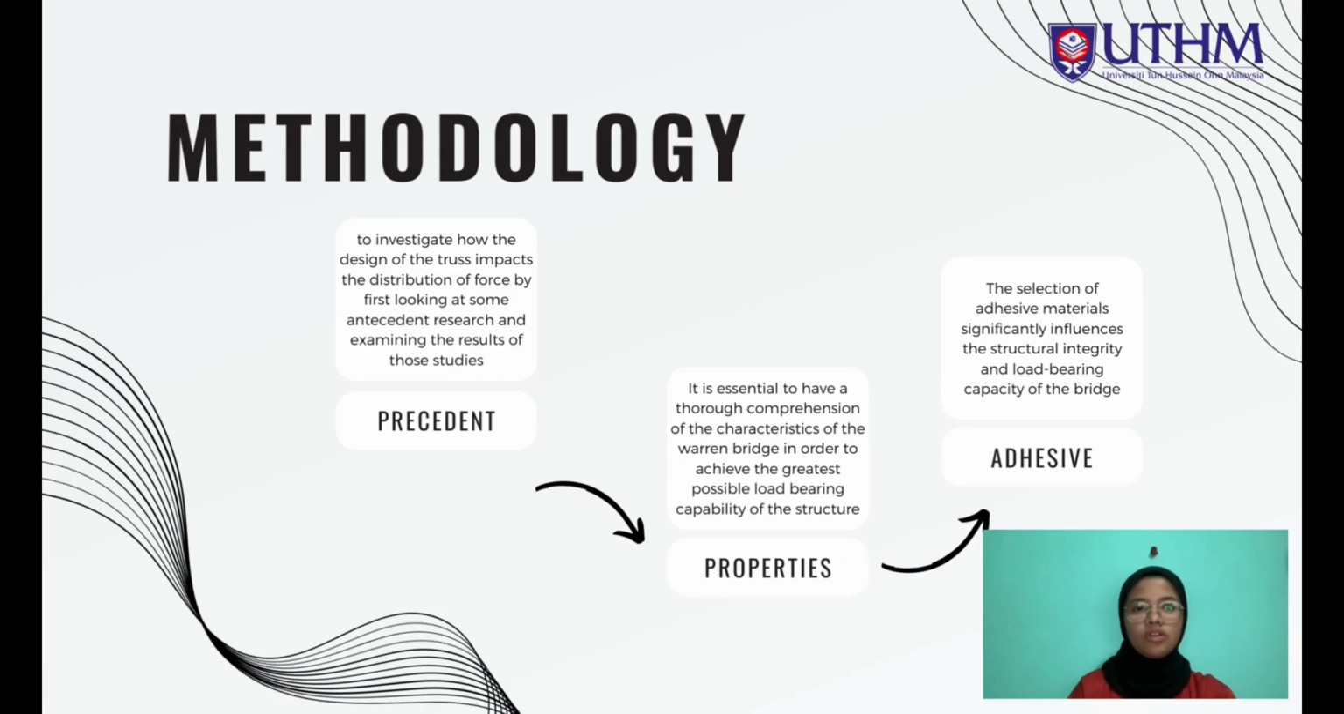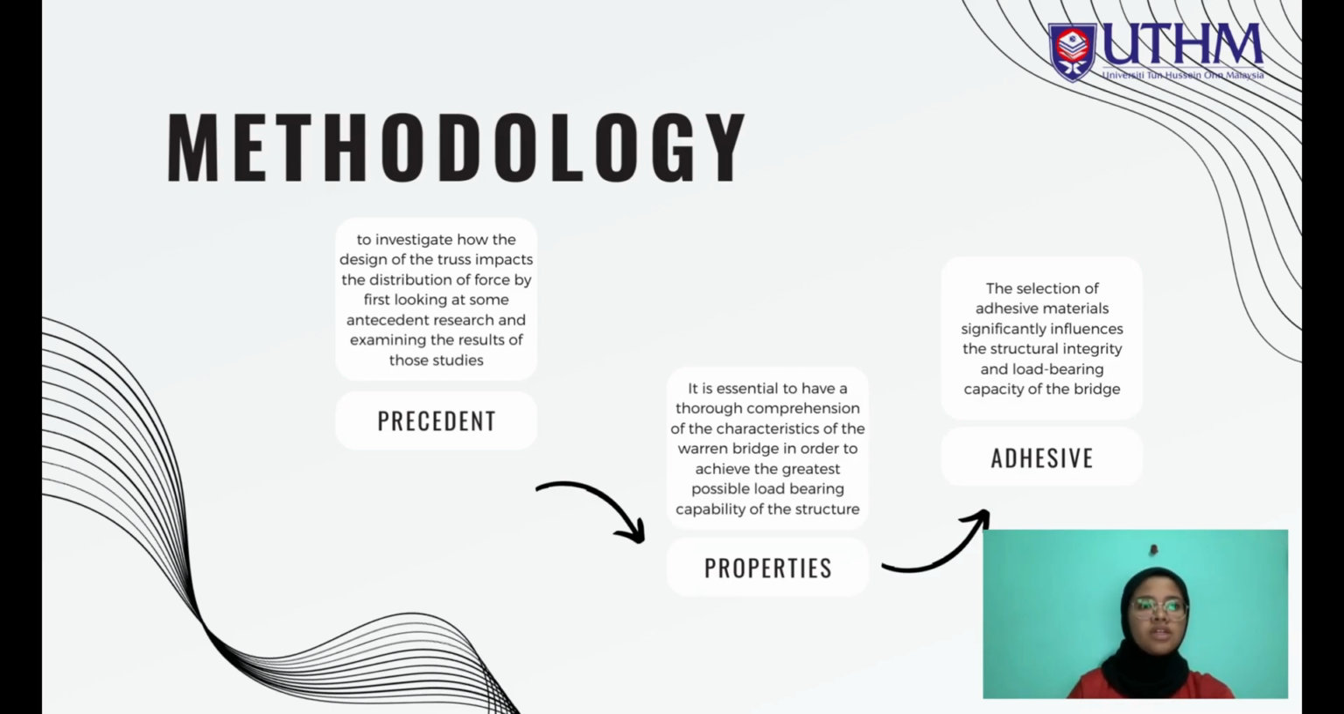Next, we move to the methodology. First, we start with the procedure study. We were able to investigate how the design of the truss impacts the distribution of force by first looking at some antecedent research and examining the result of the studies. Furthermore, we have successfully discerned the various types of forces being exerted on the truss structure, predominantly encompassing tension and compression forces. The Warren Bridge that we use had several alterations and modifications made to it.